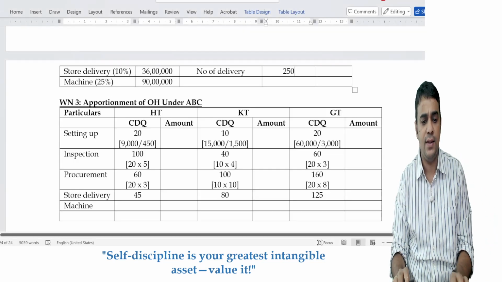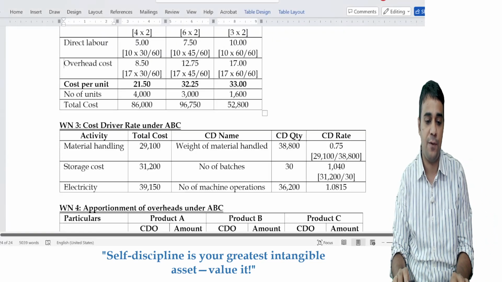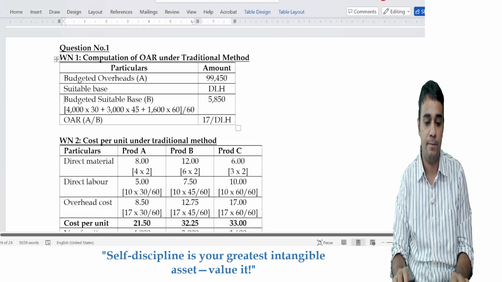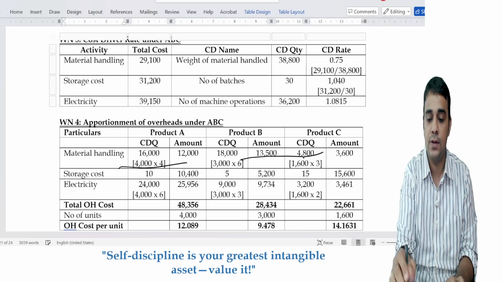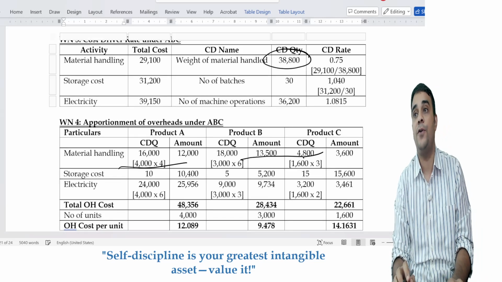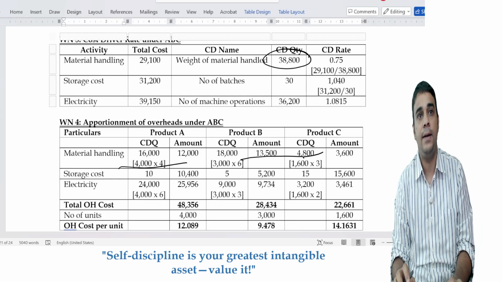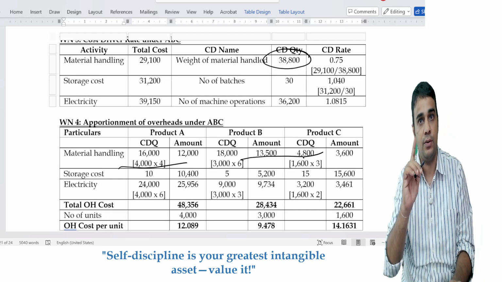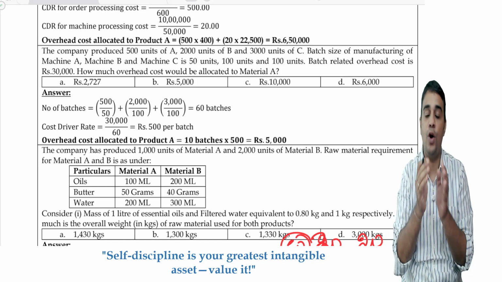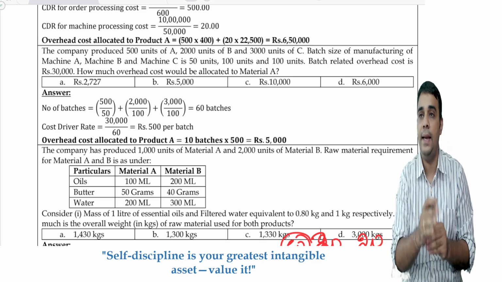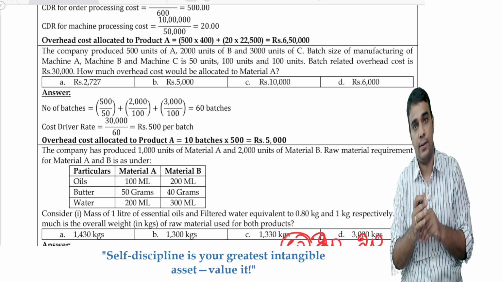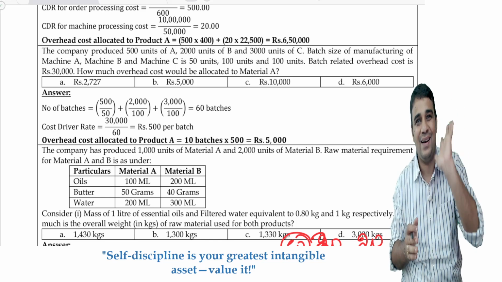Why do we need this? If I go back to the first question, you add all of this and get 38,800 as the weight of material lifted. In the same way, I want to add the weight for raw material of material A product and material B product. There it was one raw material, directly done.